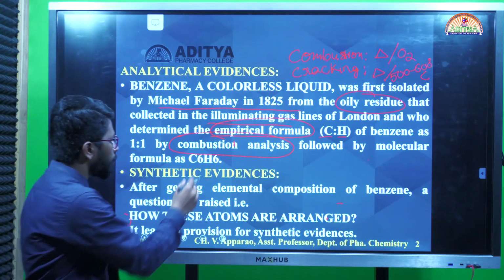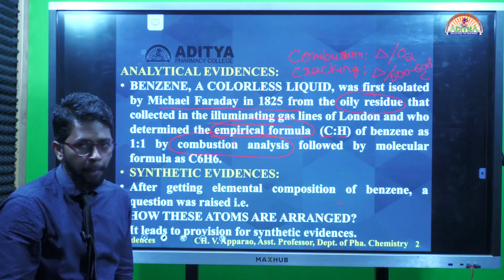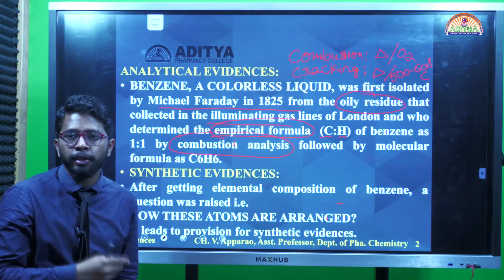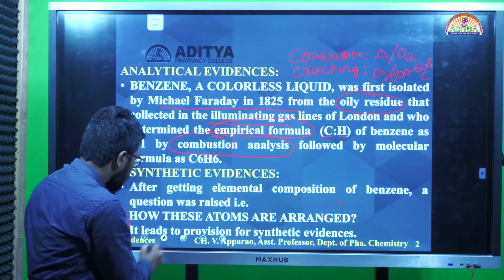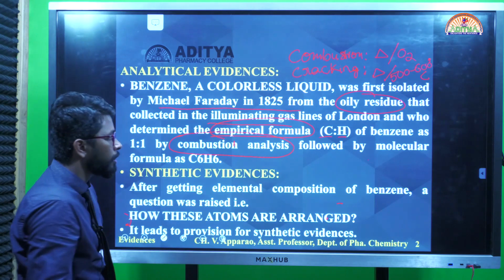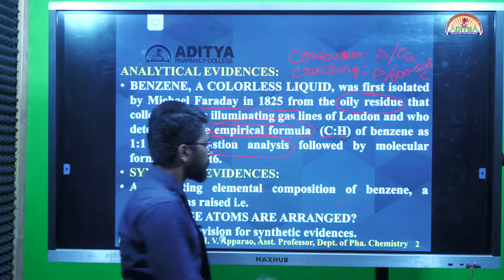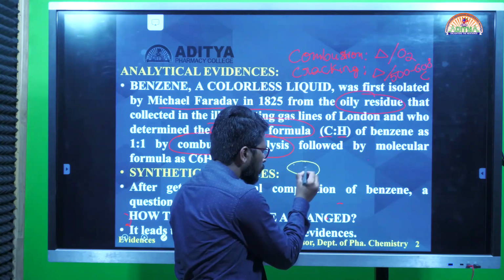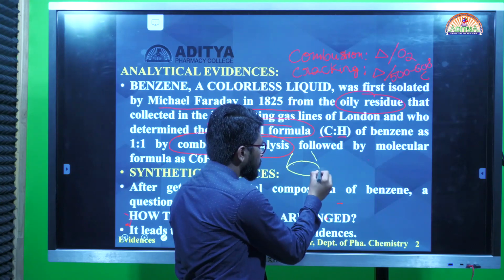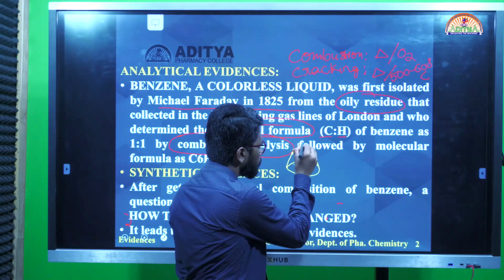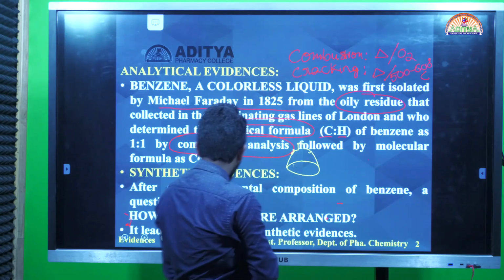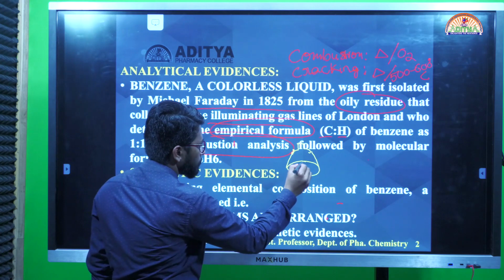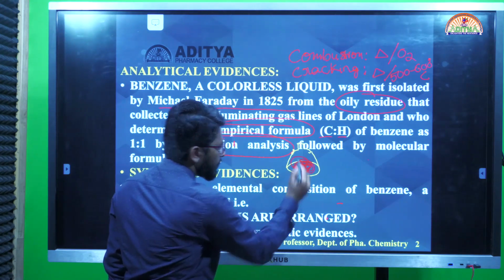Simply, I will give one example of how the combustion analysis procedure happens, what products are formed, and based on that how the benzene molecular formula is identified. We will discuss that process. If I take a benzene sample in a watch glass, sorry, in a vessel, I had taken the sample of benzene.